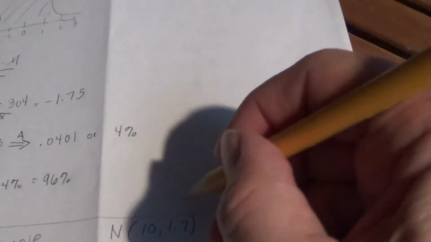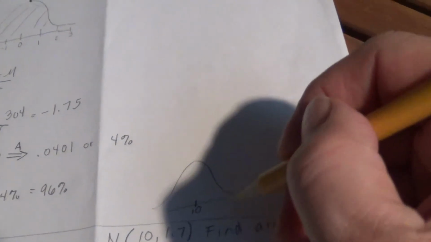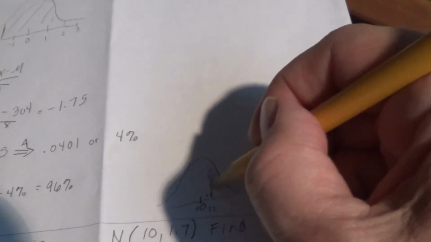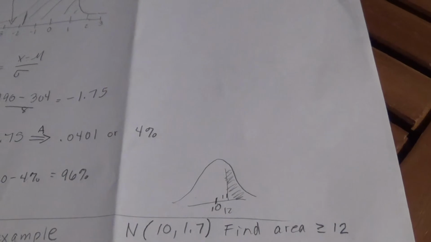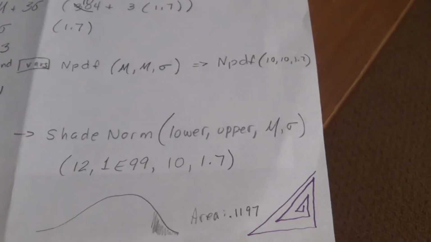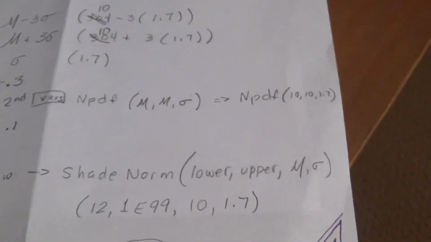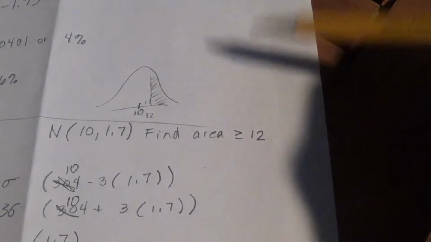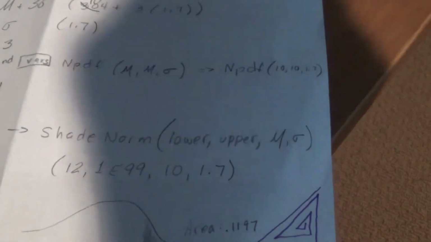So if we were going to practice sketching it, if the mean was 10, and we want everything greater than or equal to 12, it would shade like this. So to tell our calculator that, we have to tell it to start its shading at 12, and that's different for every problem. So after shade norm, give it the 12. Then where do we want it to stop shading? Well, in our problem, the shading will go forever down the tail of this normal curve. So for the upper limit, we're going to give it the largest number the calculator knows.